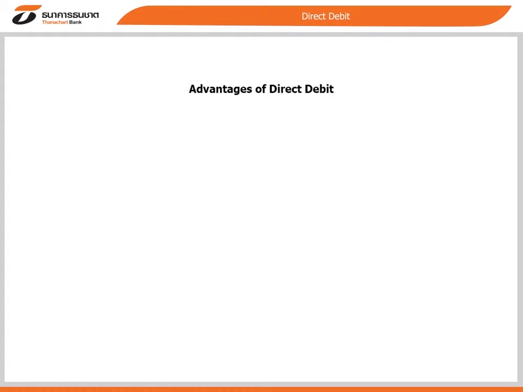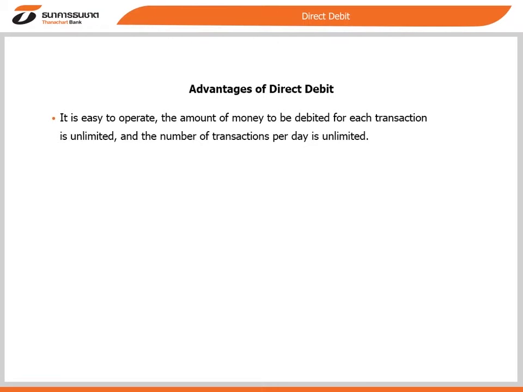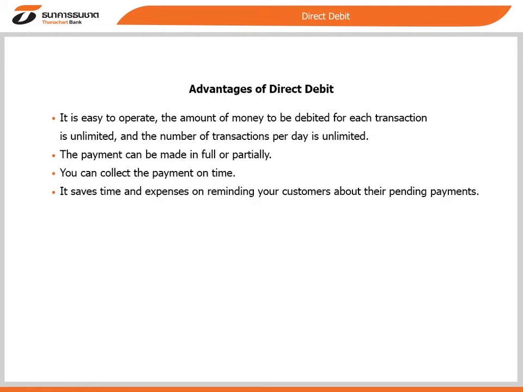Advantages of direct debit. It is easy to operate, the amount of money to be debited for each transaction is unlimited, and the number of transactions per day is unlimited. The payment can be made in full or partially. You can collect the payment on time. It saves time and expenses on reminding your customers about their pending payments.